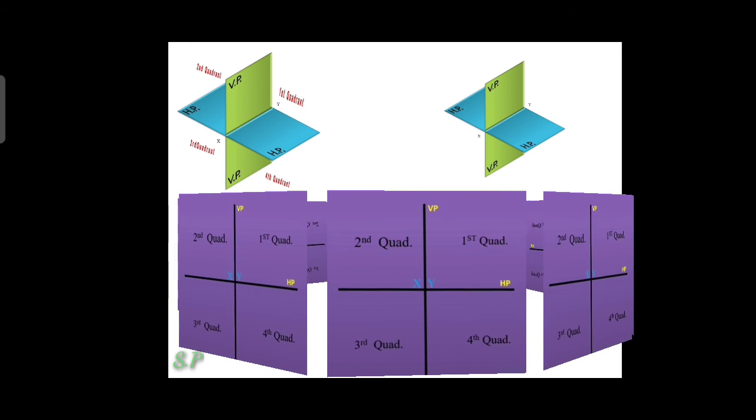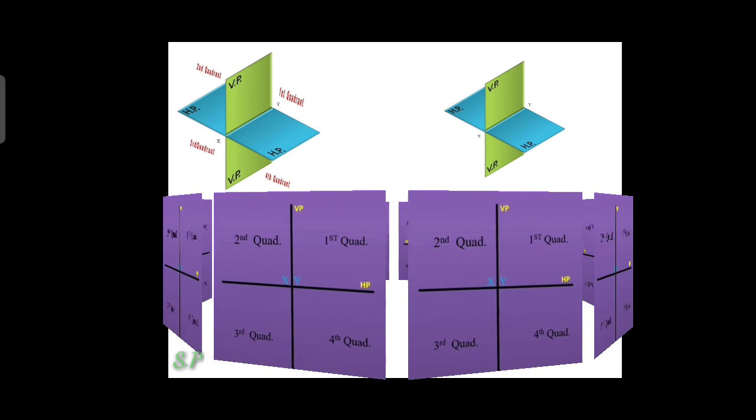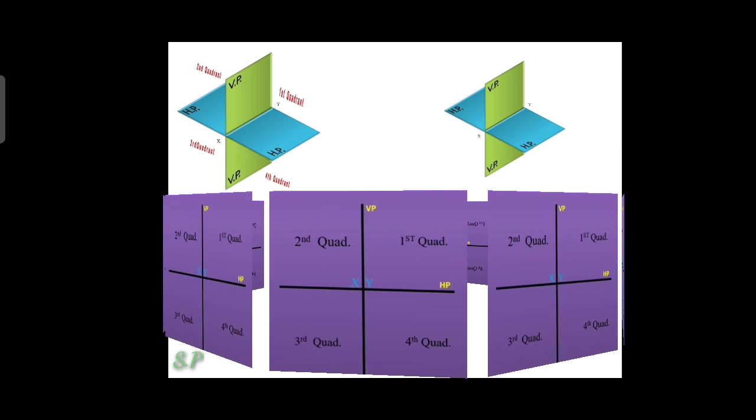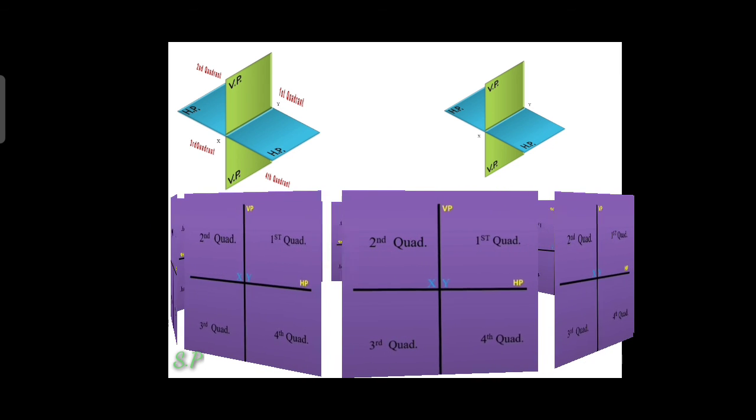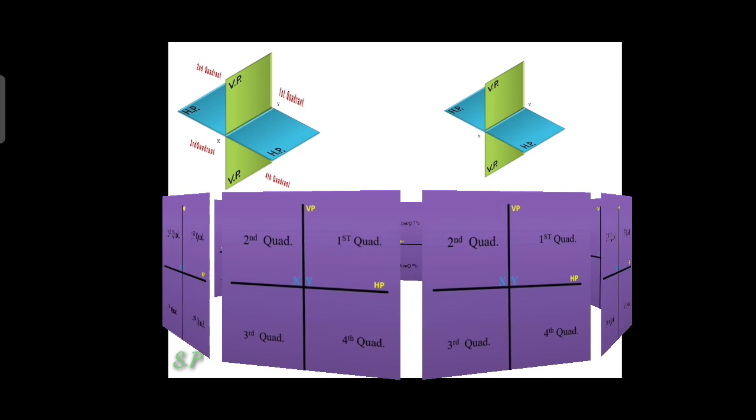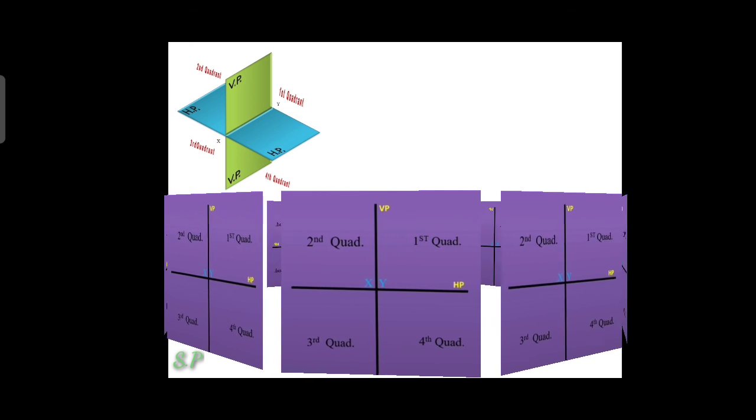Above and below are mentioned for the front view points, and behind and in front are mentioned for the top view point. So if you know these hints thoroughly, you can locate any point or any quadrant easily.